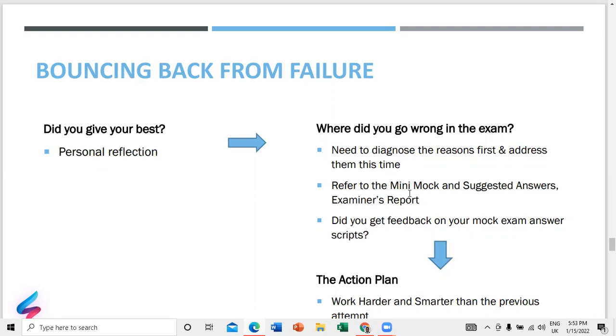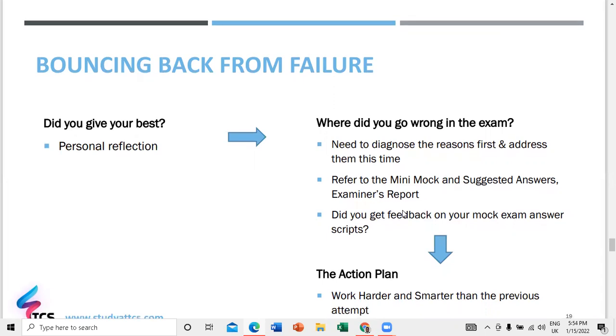So I would suggest you refer to our mini mock and suggested answers, as well as the examiner's report, which I highlighted, and I will be highlighting it when going through the mini mock later on. Did you get feedback on your mock exam answer scripts previously? If not, it's recommended that you do this time, especially if you got really low marks. If you got something within the 70s, that's totally fine.